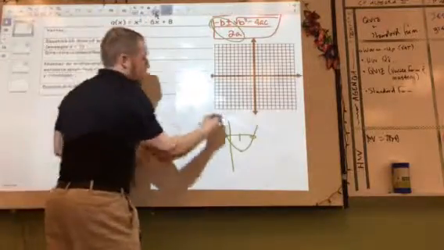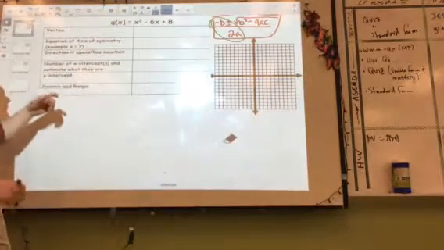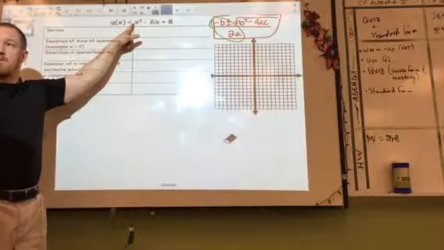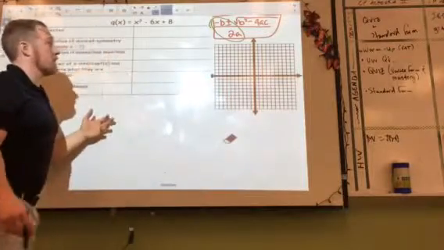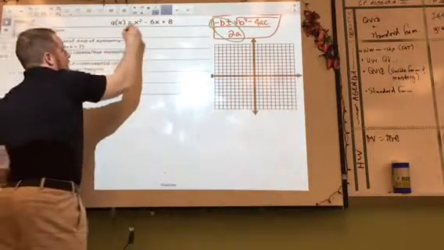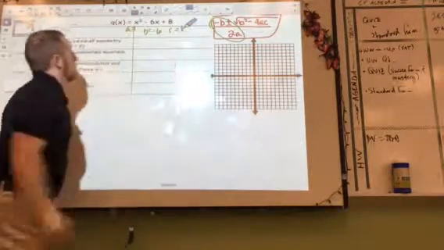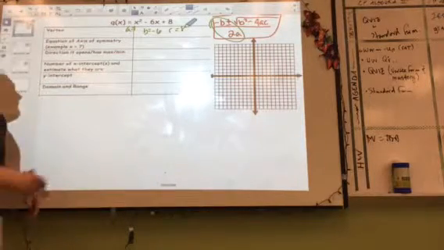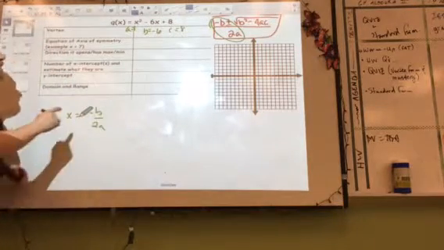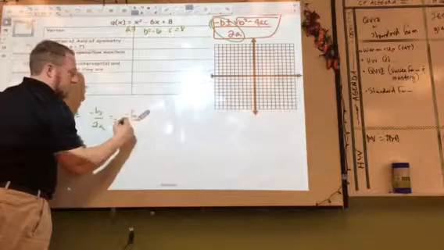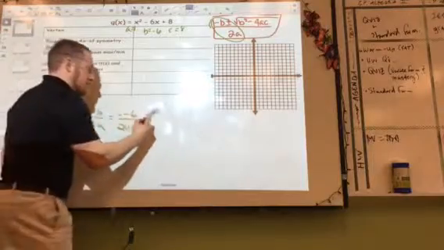For this particular problem, as I said before, if we could find the vertex, we identify the stretch and the flip by any number in front of the x squared, and then we can plot our function and answer the rest of our questions. So for this problem, our a is 1, our b equals -6, and our c equals 8. In the vertex zone, that's okay. So negative b over 2a gives us the x-coordinate of the vertex, and for us that's going to be -(-6) over 2 times 1. So that's a positive 6 over 2, which is 3.